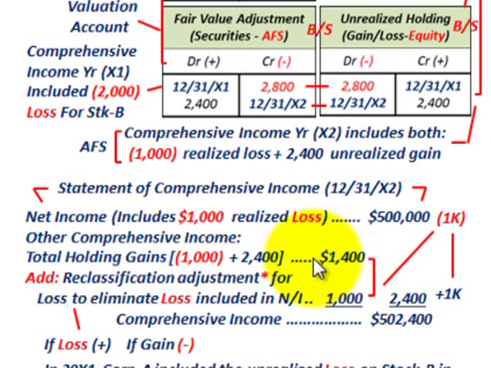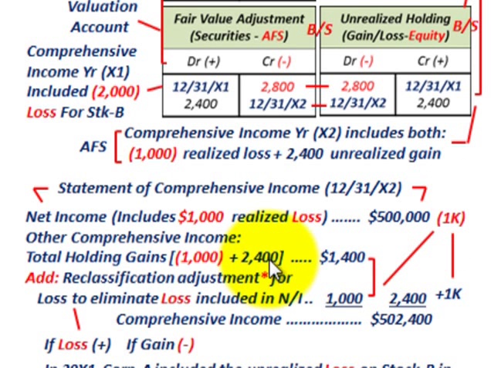Okay, so now here's what we have to do. This is where this reclassification adjustment comes in here. And what you do here, you have to use a little common sense, but you have to determine your gains and losses here. So the reclassification adjustment for the loss is to eliminate the loss that's included in net income here. So we had a loss here. Included in our net income here was that $1,000 loss here.